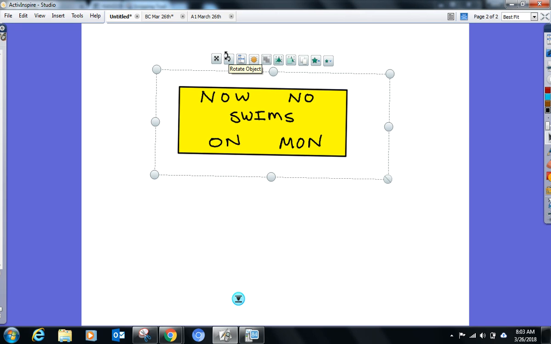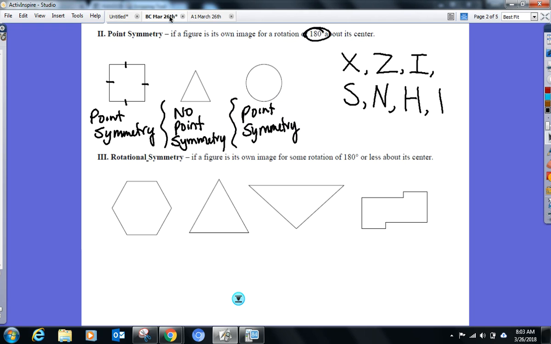Questions about point symmetry? Turn it upside down, it's the same thing as you started with. All right, last type of symmetry, and we have already talked about this type when we did the honors rotation day, but rotational symmetry. Can you turn a figure less than 180 degrees and get that same figure back? So 180 degrees or less, can you get that same figure back?